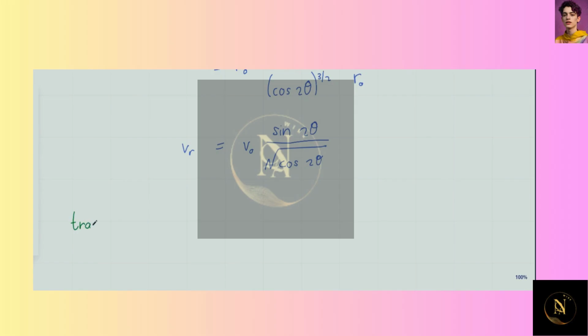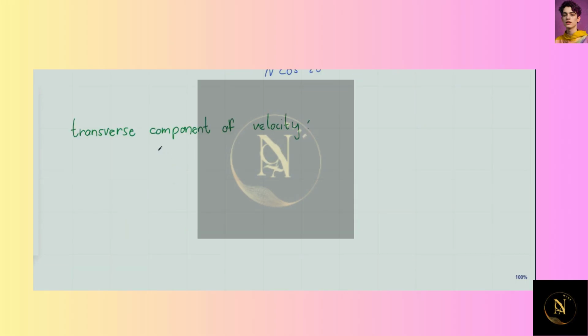So the next thing we need to do is calculate the transverse component of the velocity. And that's v theta. So v theta is equal to the angular momentum per unit mass, h, divided by r. And h, remember, is r naught v naught, and r, we have an expression for, r naught over the square root of cos 2 theta. So simplifying this, we get an expression simply for the transverse component of the velocity. The r naught cancels, so this becomes v naught times the square root of cos 2 theta.